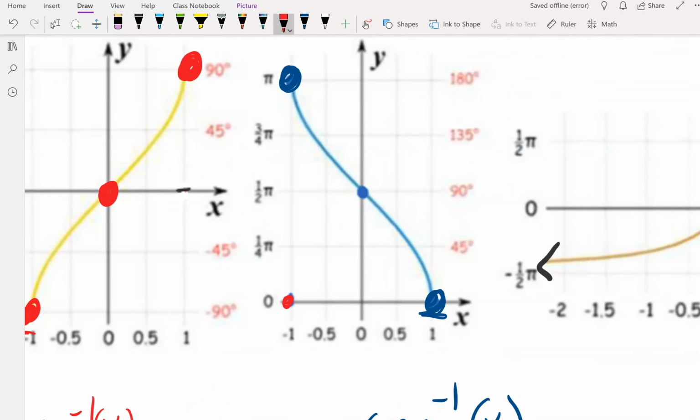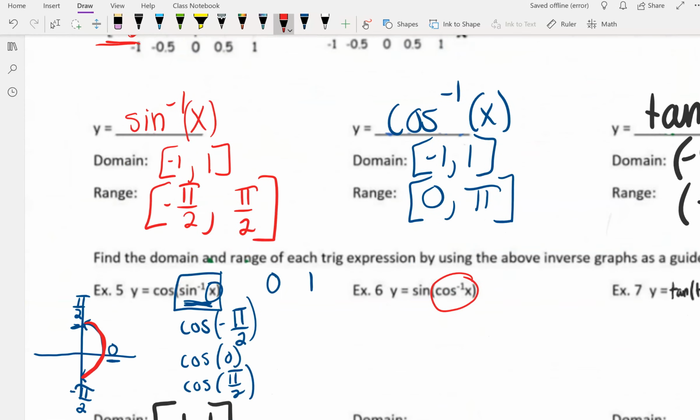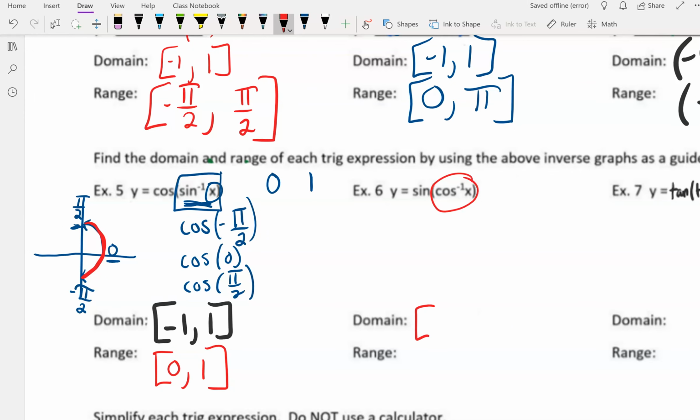It goes from -1 to +1. So that's our domain. Because sine just goes on forever. Well, that's a really ugly sine wave, but you get the idea. So there's no limitations on sine, so we're just going off of the cosine graph.